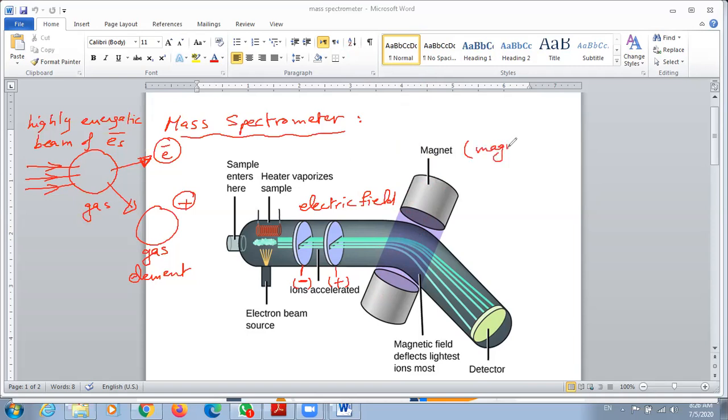It supplies a magnetic field. Okay, what does the magnetic field do? It creates a pulse, and it's going to deflect the positive ions. The magnetic field deflects the positive ions formed.